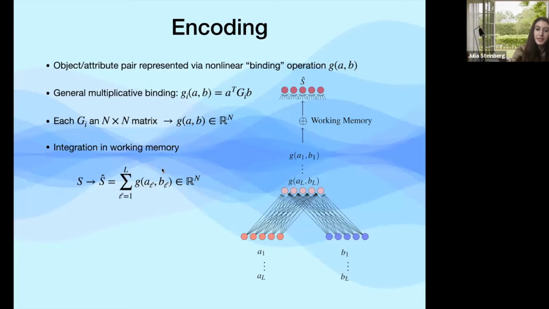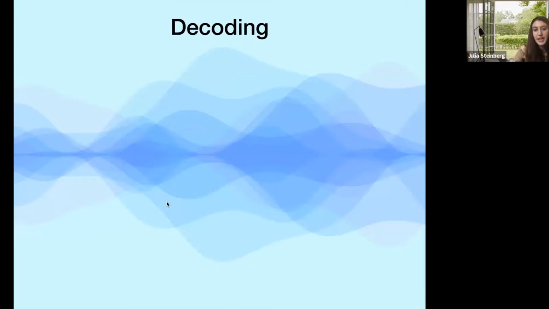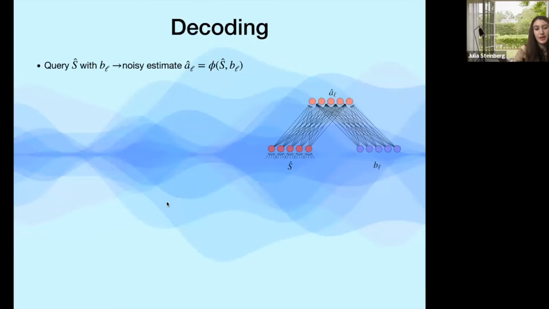And if you have any interference between these different contextual representations, then that will come out when you create the structure. So now for the decoding, basically you want to be able to query the structure with whatever context you're interested in looking at. And in doing this, you come up with a noisy estimate for whatever object is associated to this structure.